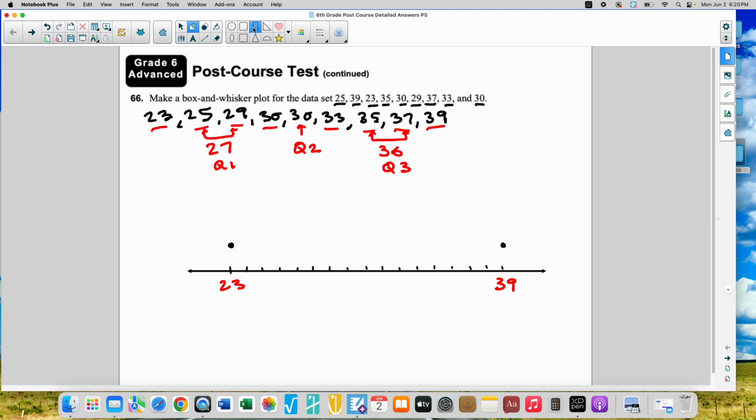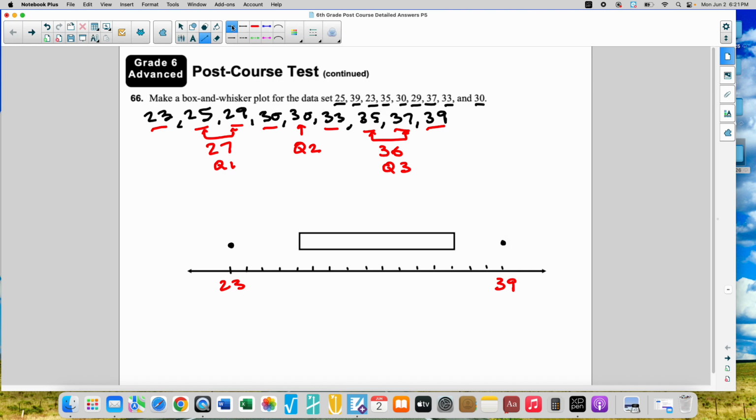And our box is going to go from our Q1 to Q3. So 27, 28, 29, 30, 31, 32, 33, 34, 35, 36. So there is the box. And now we create the whisker. Let's center that. Let's raise that a little bit.